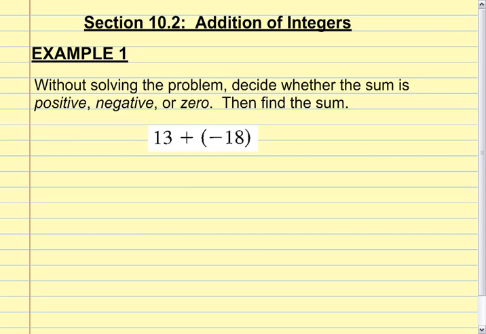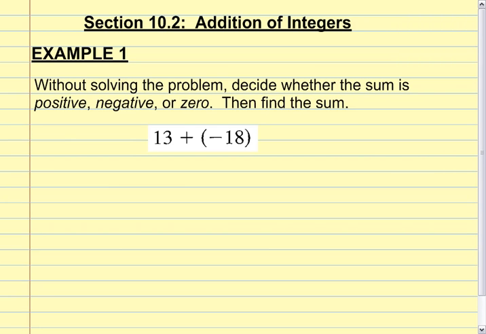Section 10.2, addition of integers. Now remember yesterday we talked about integers. Integers are positive and negative whole numbers, basically. No decimals, no fractions, but they can be positive and negative. Okay? Now example number 1 says, without solving the problem, we'll solve it in a minute.